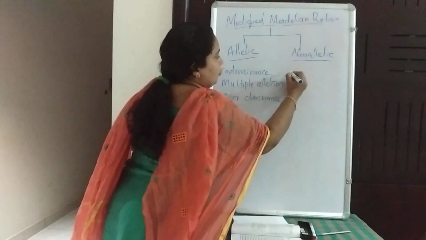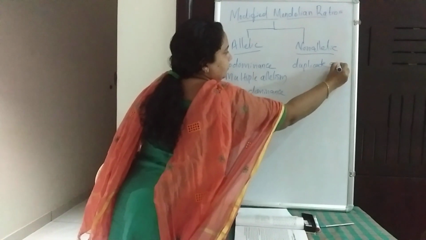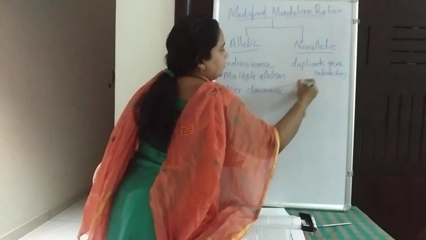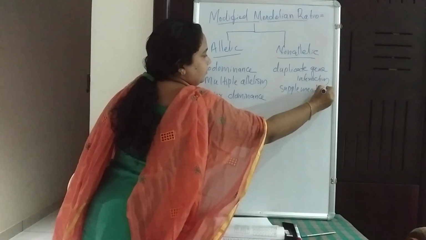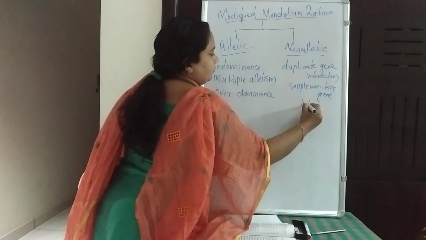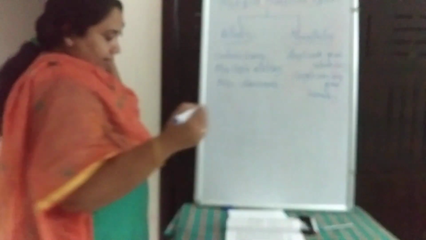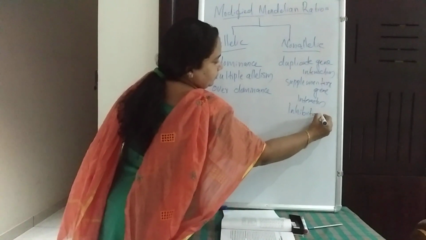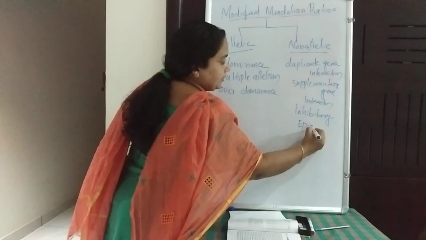one is duplicate gene interaction, supplementary gene interaction, then inhibitory gene interaction, then epistasis.